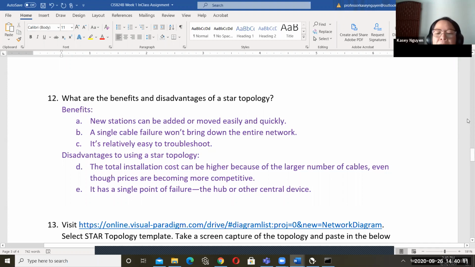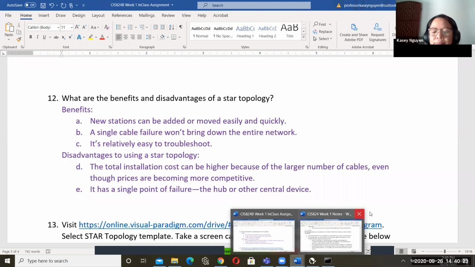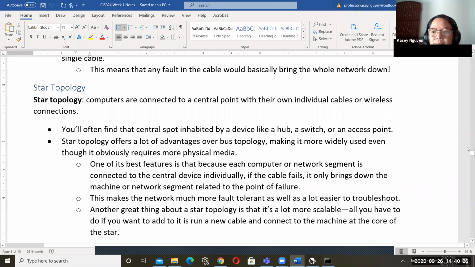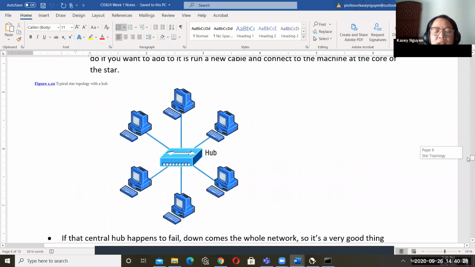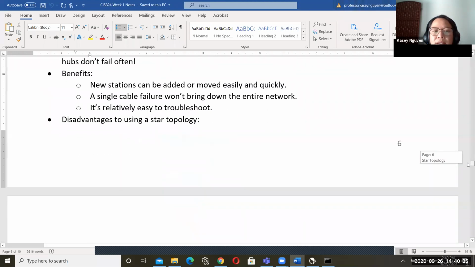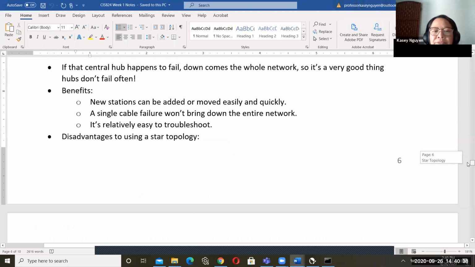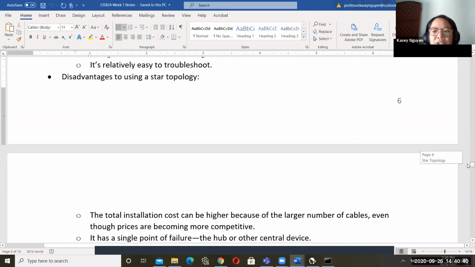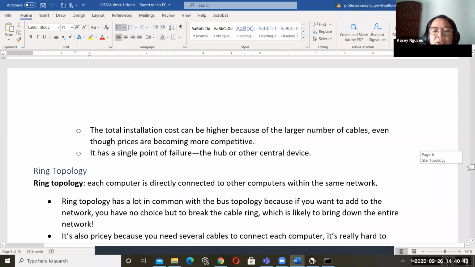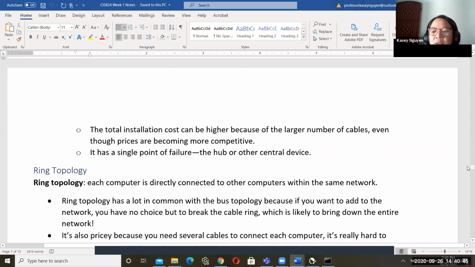Okay. Any question with this? Make sure we know the differences between star and bus for the quiz. Okay. So that's what a star looks like. So the benefits, advantages and disadvantages are on the bottom of page 6 and going to page 7 of your notes.